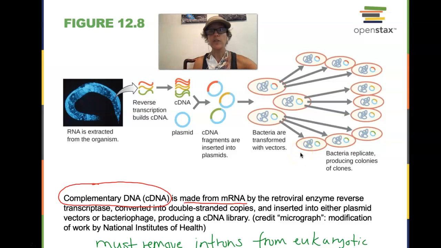So back to that first slide showing human insulin, that had to be done in this way. We had to have the messenger RNA from humans, that messenger RNA that encoded insulin, use reverse transcription to build the DNA for insulin, and clone that into the bacteria.